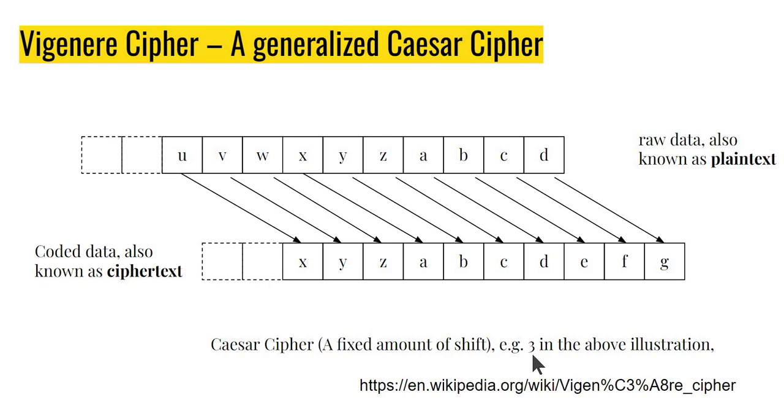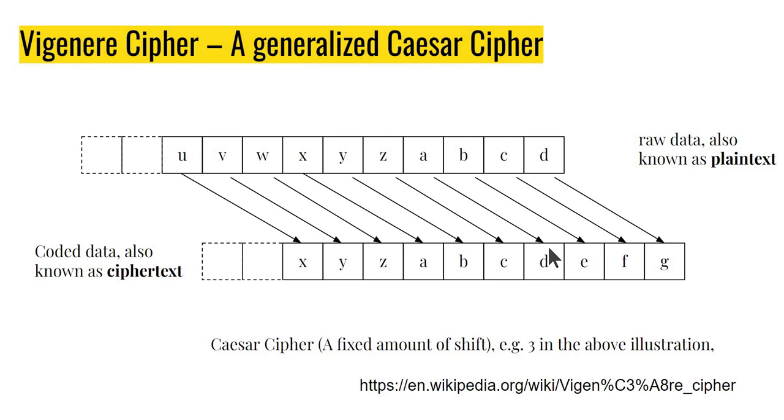For example, in this illustration, a shift of 3, which means that U became X, V became Y, W became Z, X became A, and so on and so forth. A itself became D. Now, every letter got the same shift, which makes it not too hard to actually break.